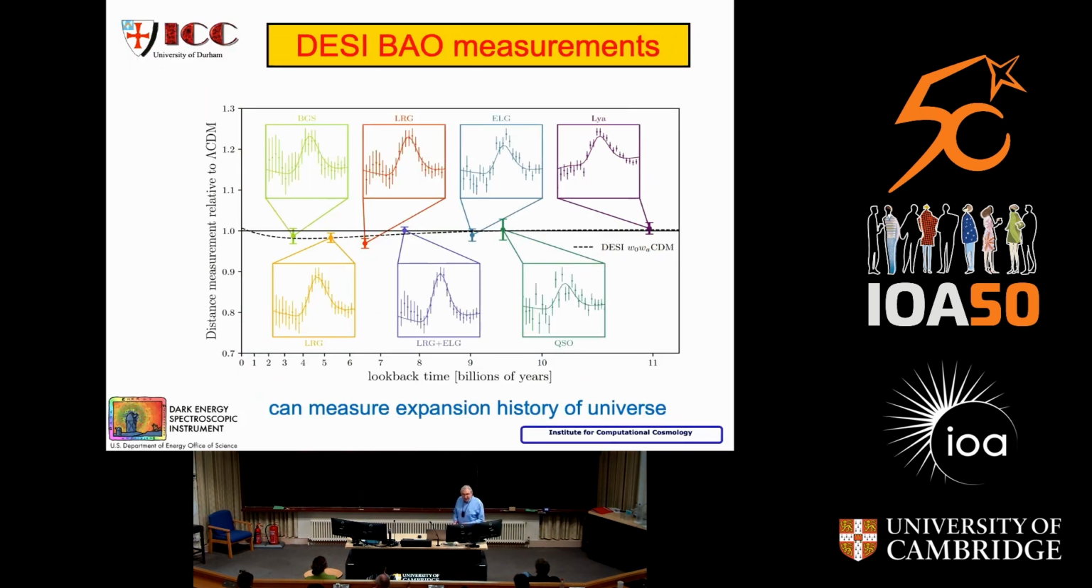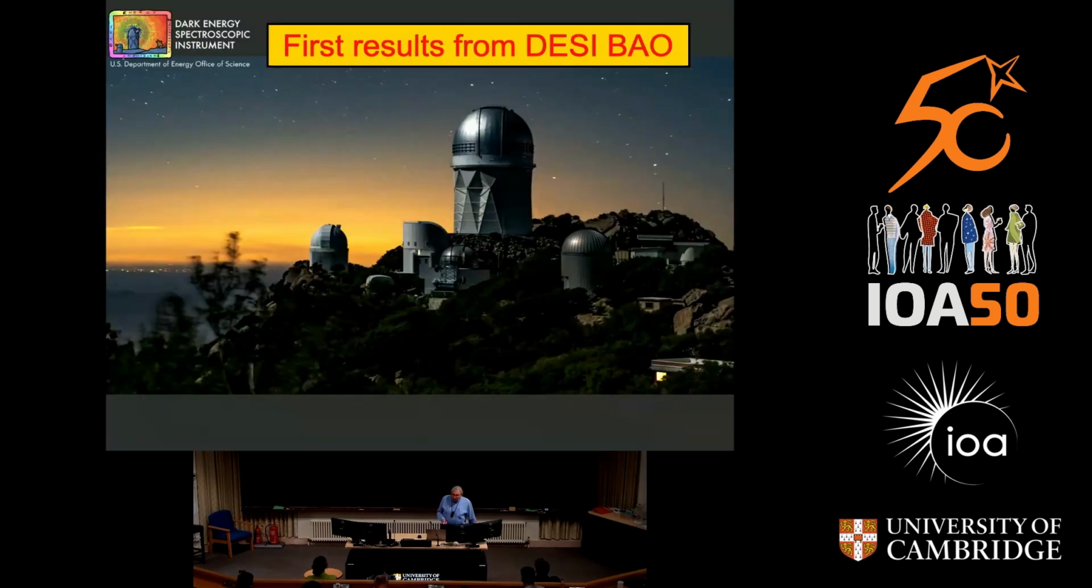And because DESI has a number of traces at different redshifts, all the way from local, all the way to quasars at about redshift 2, then we can, in fact, measure or track the expansion history of the universe and do some pretty powerful cosmological tests.